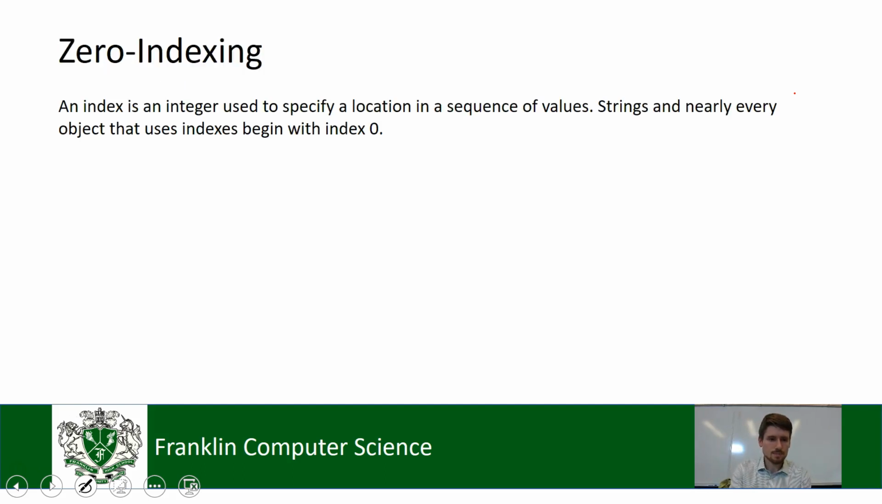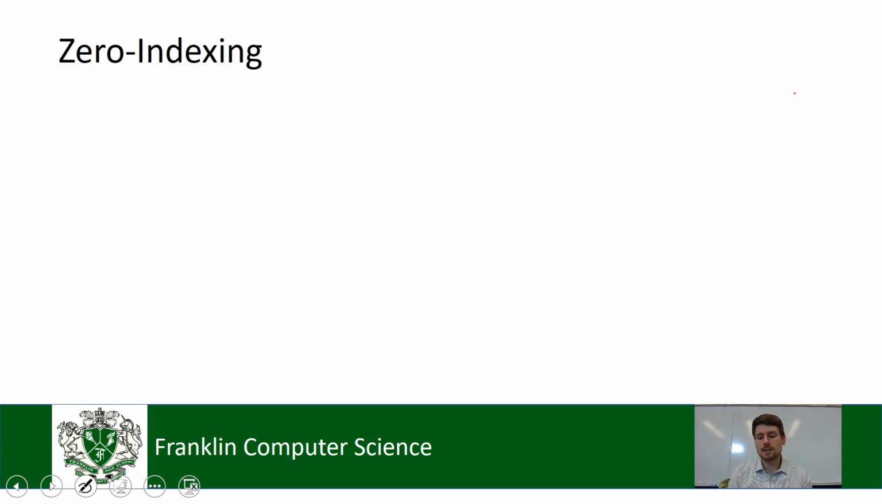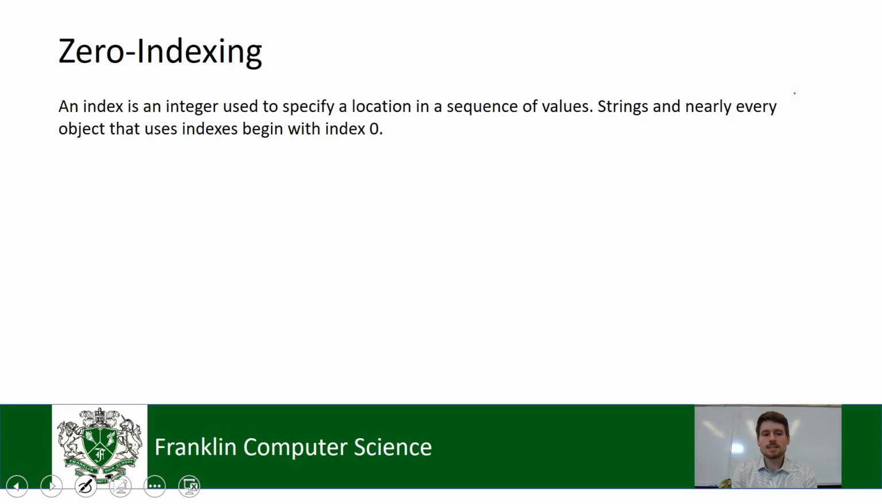All right. So I was mentioning indexes, and so let's talk about what indexes are. An index is an integer, 0, 1, 2, 3, 4, 5, 6, 7, 8, 9, whatever, that's used to specify a location in a sequence of values. And strings, right, there are a bunch of characters, so you have a sequence of characters. The index is going to tell you which character you're talking about. Almost everything in Java, and most programming languages for that matter, start counting with index 0. So this is called zero indexing.